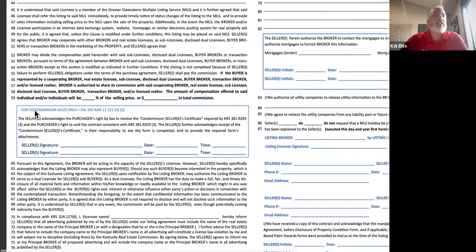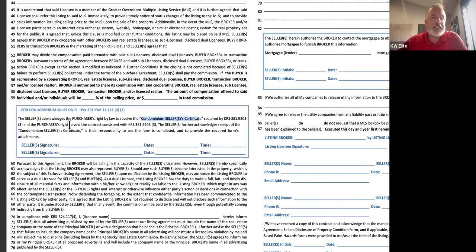This next section is for condominium sales only. You only fill this out if you are selling a condo. If you sell a condo, you have to have a condominium seller certificate. That's state law. It is required. If any of you go to sell a condo, just let us know. We can connect you with the condo owners to be able to get that.